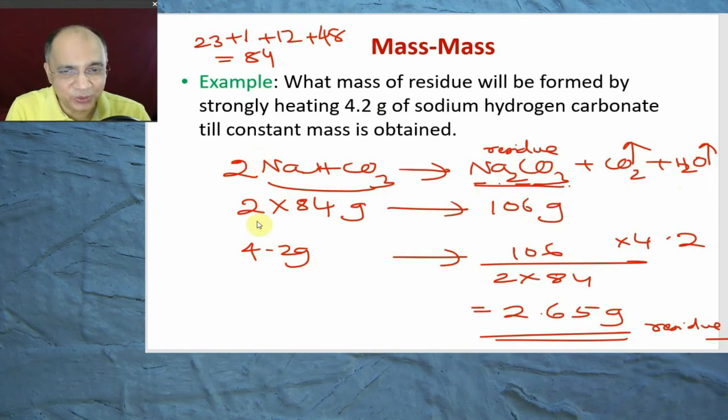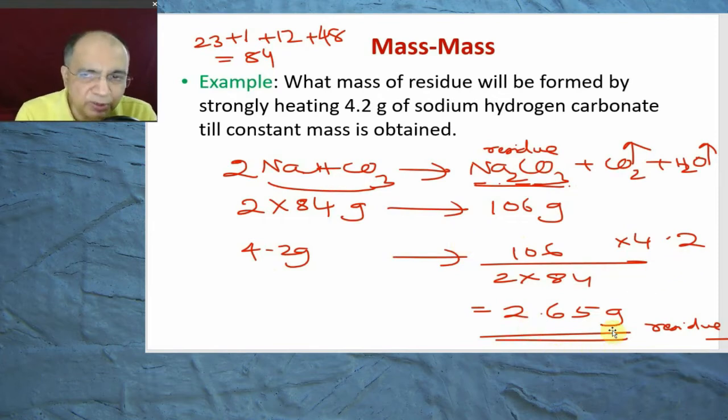Now 2 into, since a mass-mass relationship is to be established, the molar mass of sodium bicarbonate is 84. That is 23 plus 1 plus carbon is 12 and 16 3s are 48, totals 84. So 2 gram molar mass, 2 into 84 grams produces 1 mole, that is 106 gram, the gram molar mass of sodium carbonate. 23 into 2 plus 12 plus 16 3s are 48, it will be 106. So if this much gives this much, then 4.2 gram will give how much? This by this into this, so it will give you 2.65 gram of the residue.